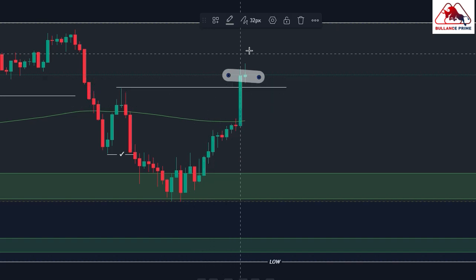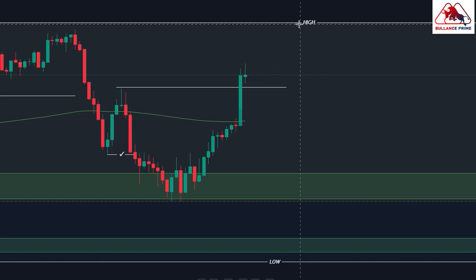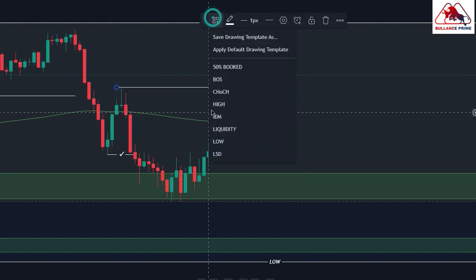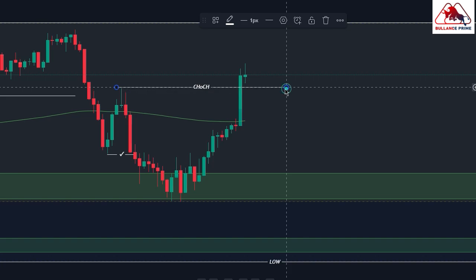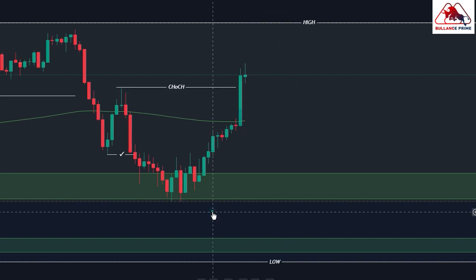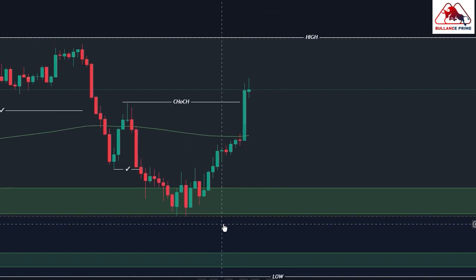It must close above that high. This is important. We have the close, and the change of character is done, so we can mark it as a change of character. That's all, we can mark it. And now we will find the key level of our point of interest.